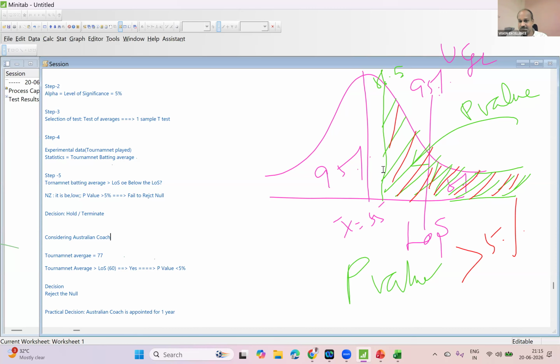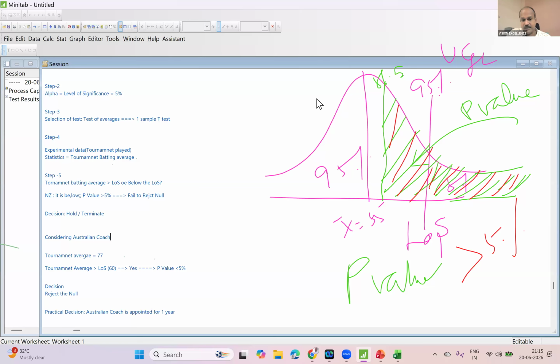So when your statistic is inside the line of significance, the associated p-value is more than 5%. If the associated p-value is more than 5%, it refers to an insignificant improvement. If the improvement is insignificant, why do you want to pay a huge salary to the New Zealand coach? You think over it. We are not forcing you. Statistics is not forcing you, but statistics is making you think. Do you want to continue paying 2 crores, 3 crores? No. You can hold his appointment or you can terminate his appointment. Whichever is feasible, please proceed and make a decision.